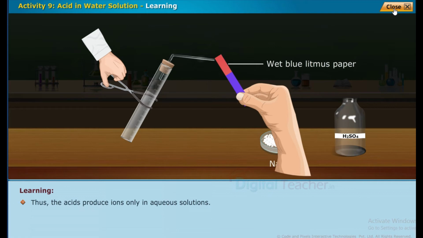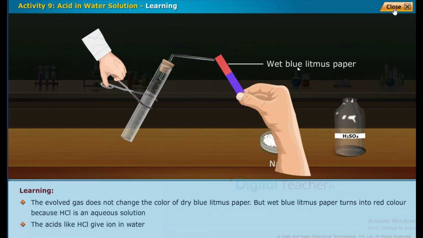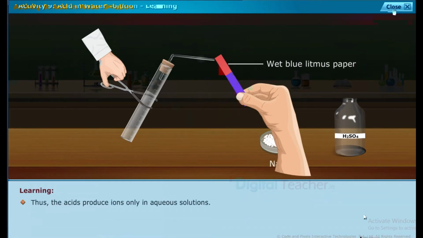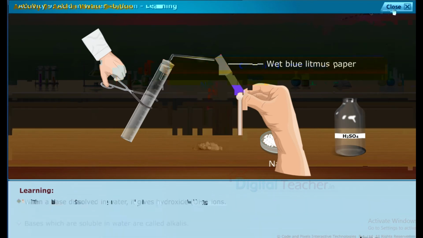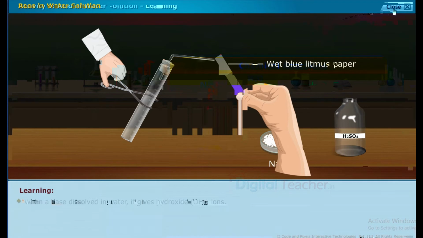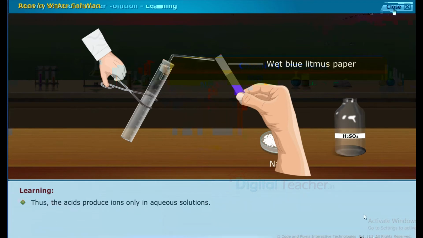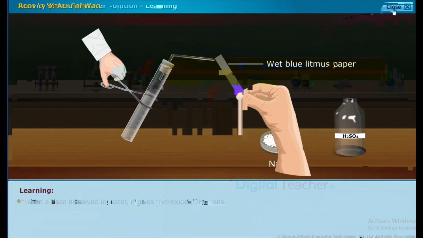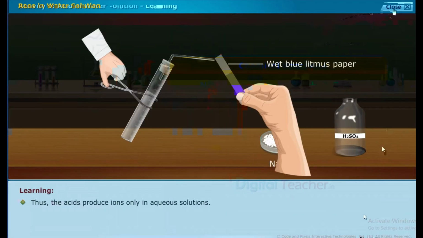Let us see what happens when a base is dissolved in water. When a base is dissolved in water, it gives hydroxide ions, that is OH-. The experimental evidence is shown on the screen. Bases which are soluble in water are called alkalis. But not all bases dissolve in water, like beryllium hydroxide, because it is only somewhat soluble in water.